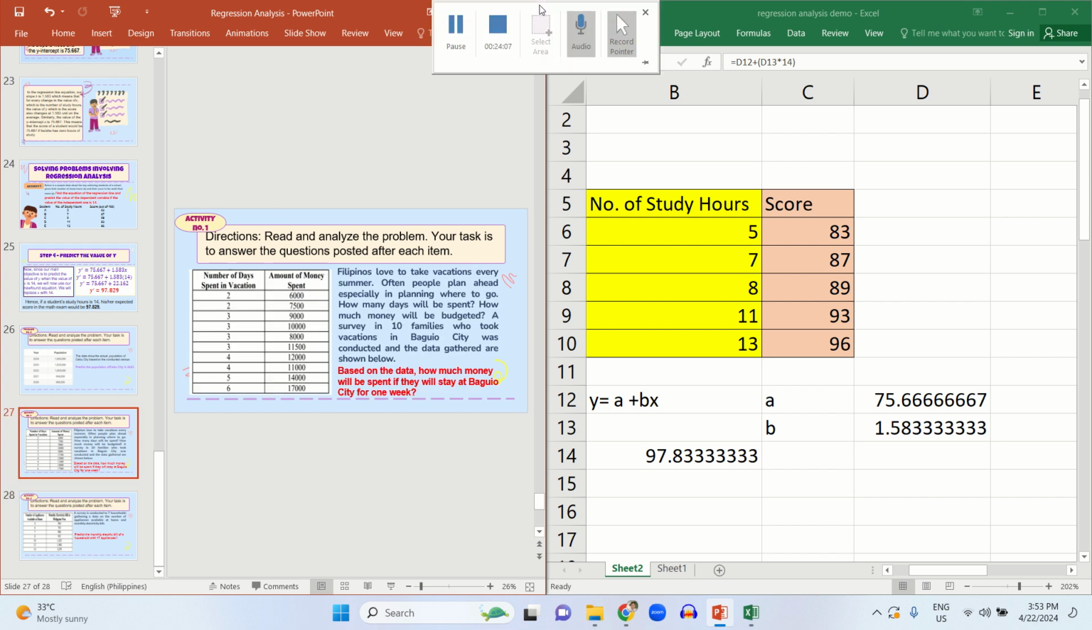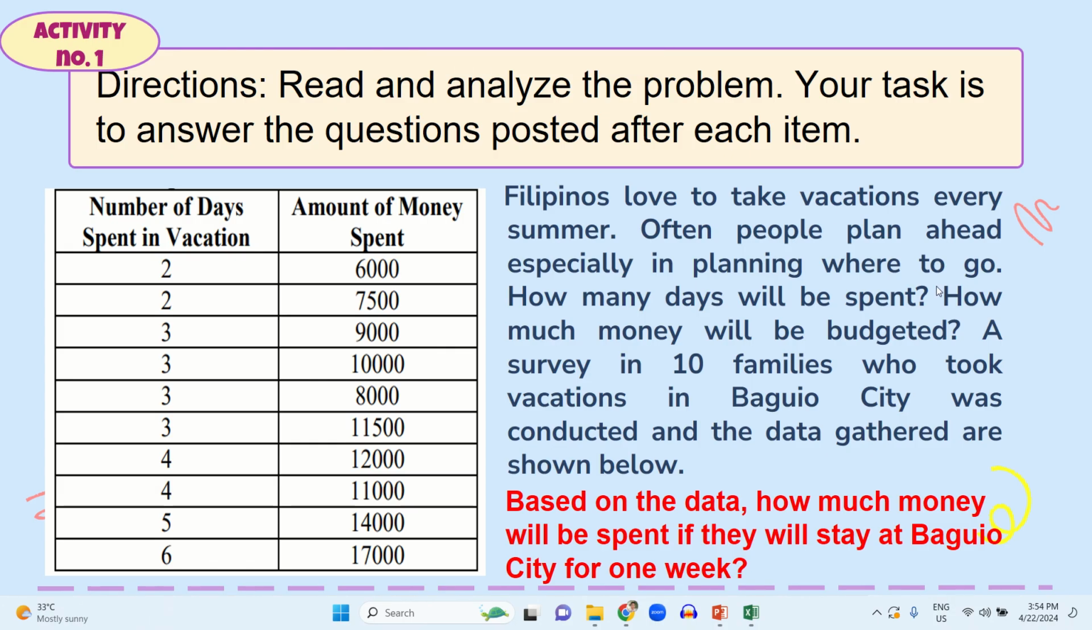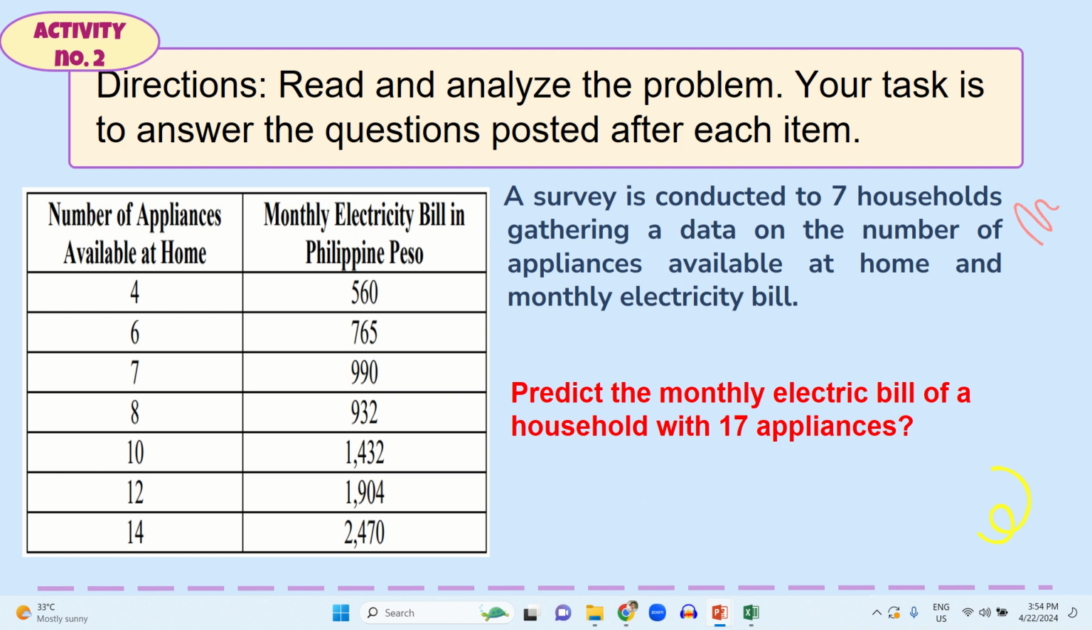Let me have it full screen. Okay, so this will be your task. You have 2 activities, activity number 1 and activity number 2. So activity number 1 is more on the number of days spent in vacation and the money that you are going to allot depending on the number of days that you're spending in your vacation. So the question is, how much money will be spent if you will stay at Baguio City for 1 week? So you can estimate, okay, for 1 week. That's for 7 days.